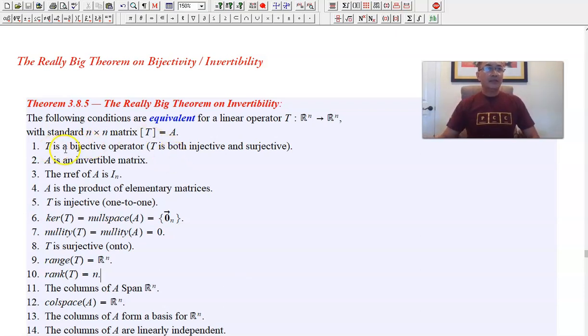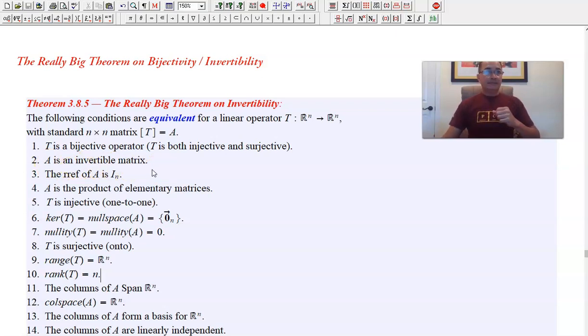So the first condition says, T is a bijective operator. In other words, that definition is T is both injective and surjective. One-to-one and onto. Okay, so we have reminded you here what these words mean. Okay, condition 2, A is an invertible matrix. What was the definition? We said that a matrix is invertible if and only if its corresponding operator, where T of v is A times v, is a bijective operator. It's one-to-one and onto. So 2 implies 1 and 1 implies 2. That's really the definition of an invertible matrix.